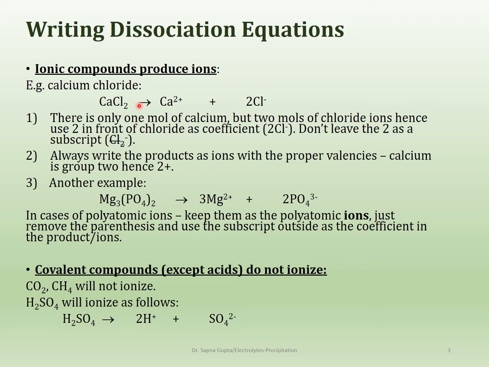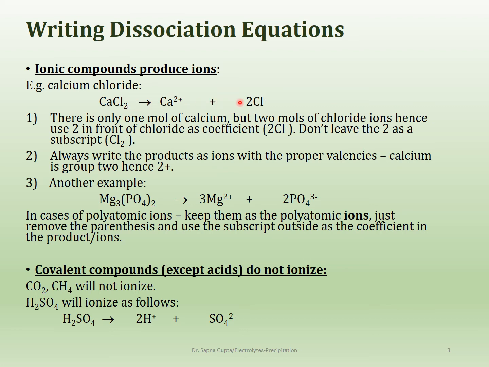When you dissociate something like calcium chloride, you will get calcium and you will get chloride ions. There are a few things over here that you need to know. First of all, what is going to dissociate? If something is ionic, it will dissociate. Second thing, what is it going to dissociate into? So calcium and chloride.